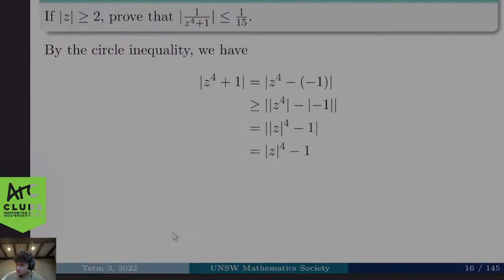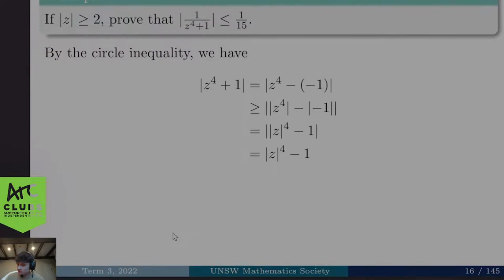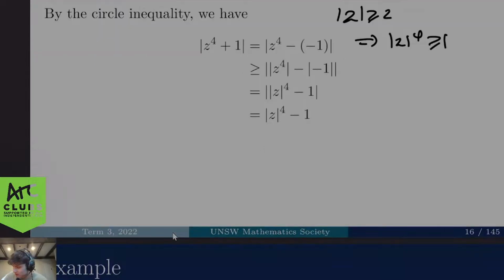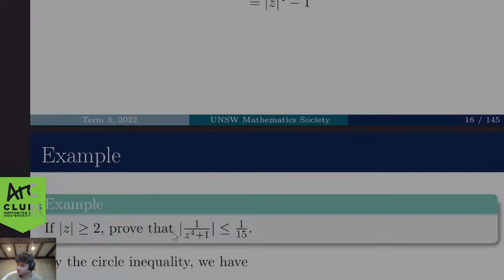All right, so now notice a few things, right? If the modulus of z is greater than or equal to 2, then clearly we have the modulus of z to the power 4 is greater than or equal to 1, okay, which means we can drop these absolute value signs here because we know that this thing's always positive.